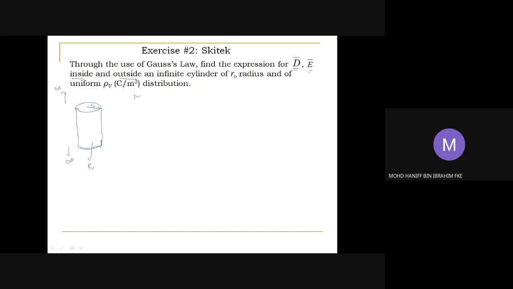So for the first case, which is for the inside of the cylindrical structure, we have to choose a radius of R, which is less than R naught, in which R is a variable. So let us proceed with the Gauss law.